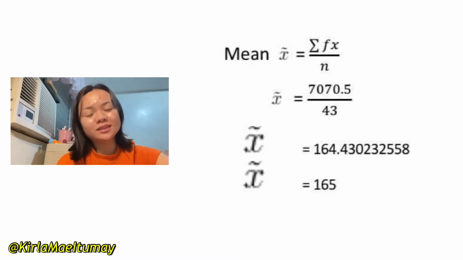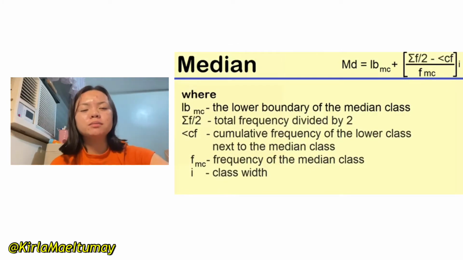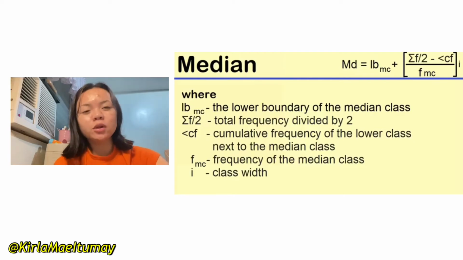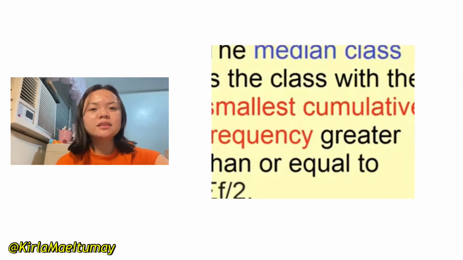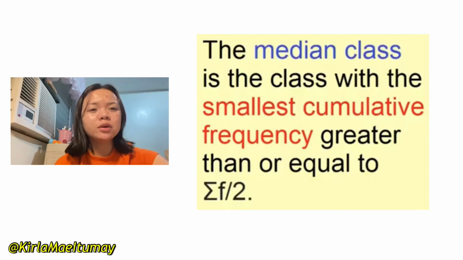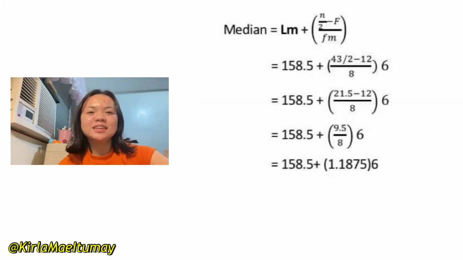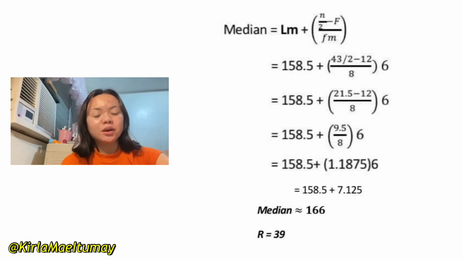Second, in result, we have a mean of 164.43023255 or 165. Median is equal to the lower boundary of the median class plus the quantity 1/2 of the total frequency minus the cumulative frequency of the lower class next to the median class, divided by the frequency of the median class, times class width. What is the median class? This is the class with the smallest cumulative frequency greater than or equal to the total frequency over 2. So here we have 158.5 as our median class boundary, and add it to the product of our frequencies, 21.5 minus 12 over 8, and multiply it by 6. Add 158.5 and 1.1875 times 6, and there we have our median, which is 166.